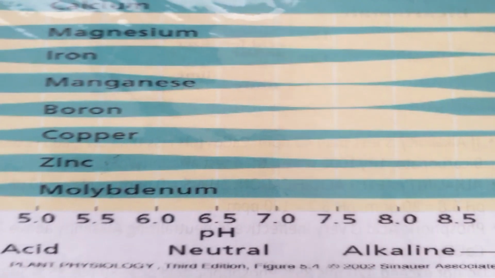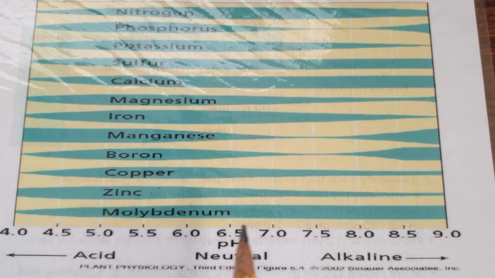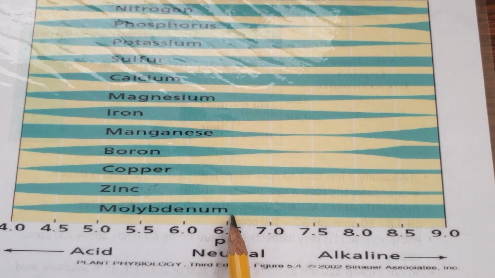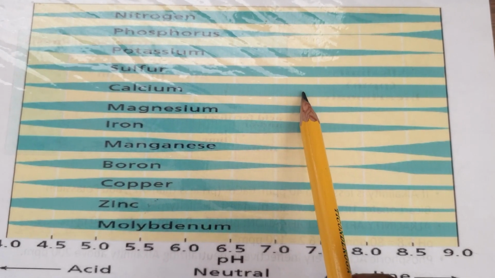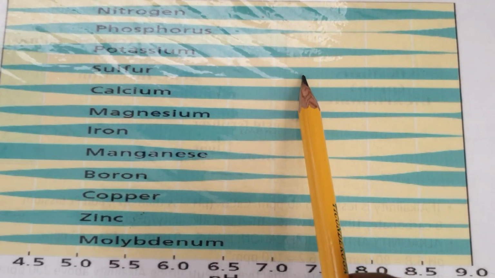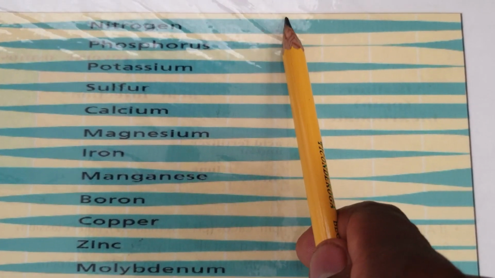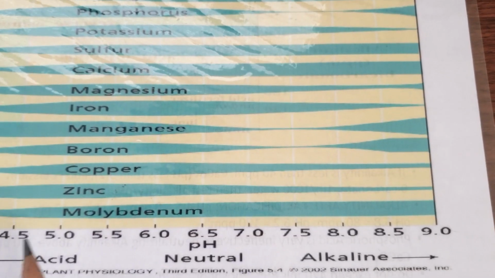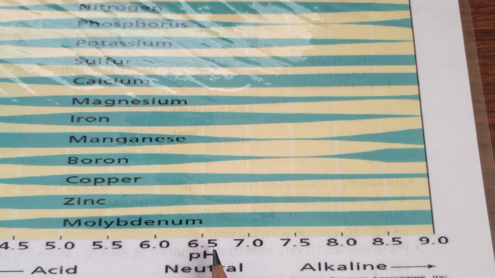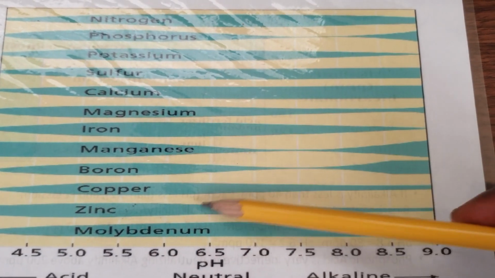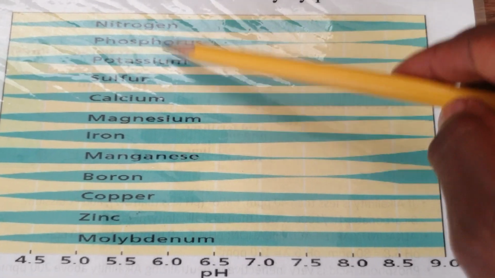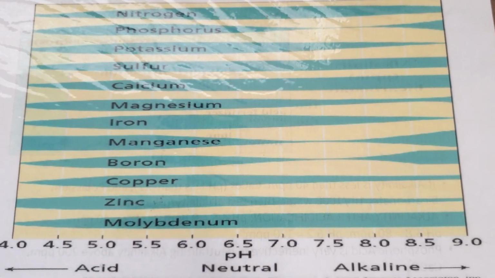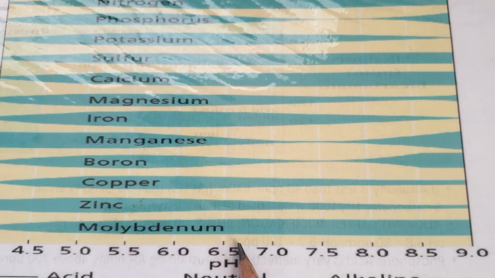So let us look at this now. With a pH of 7.5, we see that molybdenum right here, calcium, sulfur, and nitrogen is most available. Did you get that? Between pH 5.5 and 6.5, all of the nutrient elements are most available for plant uptake. That is pH 5.5 to 6.5.